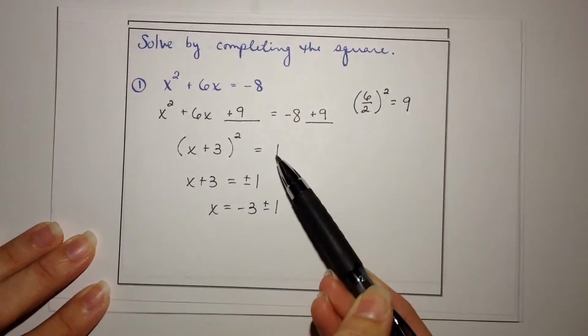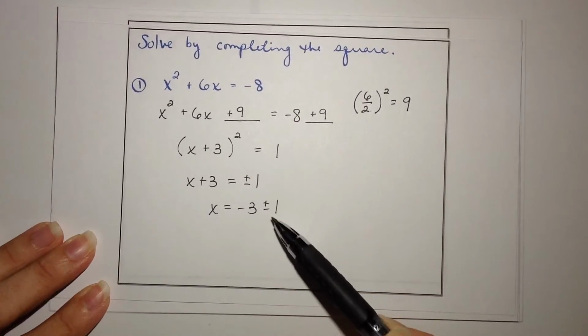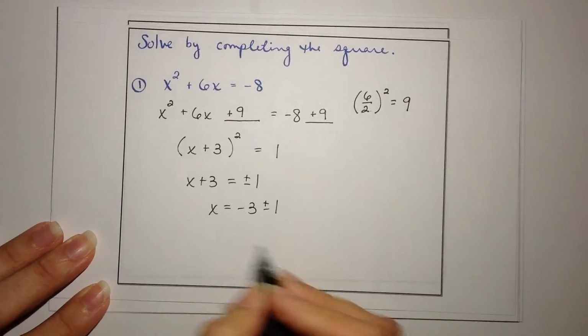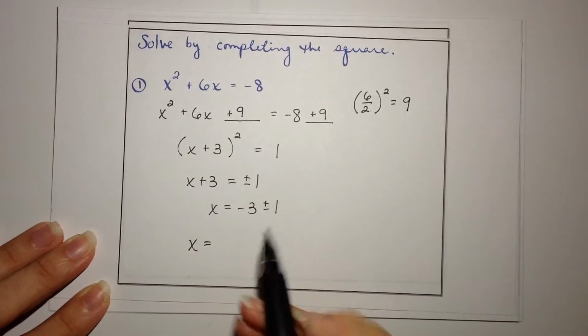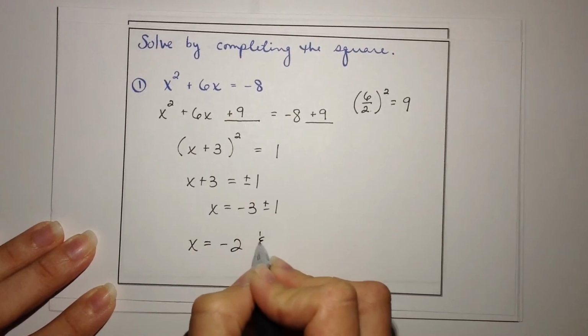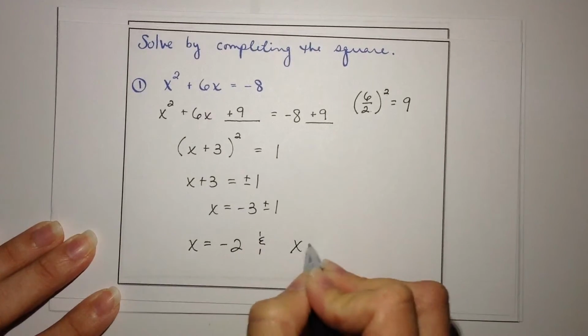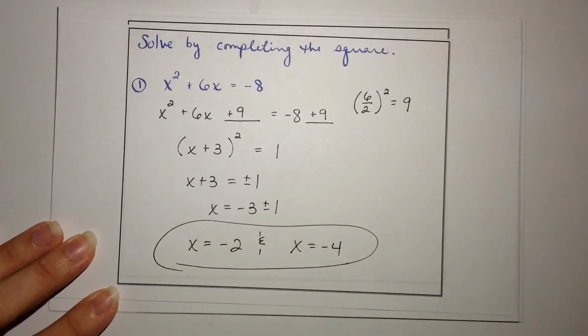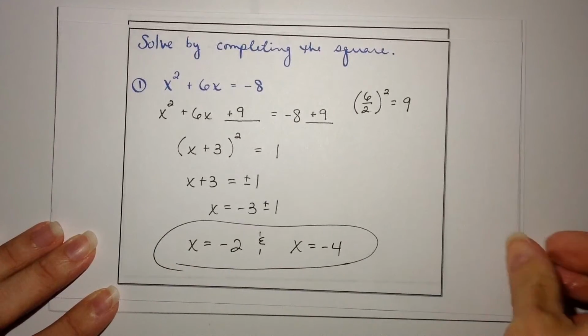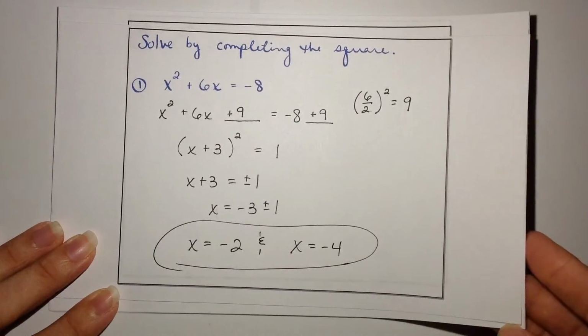Now, since this side happened to be a perfect square, I've just ended up with two real numbers here that I can actually combine. So do your two calculations. -3 plus 1 is -2, and -3 minus 1 is -4. So there's your two answers to that one. Okay, next.